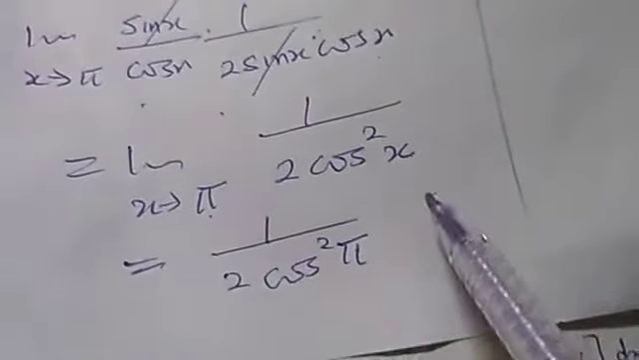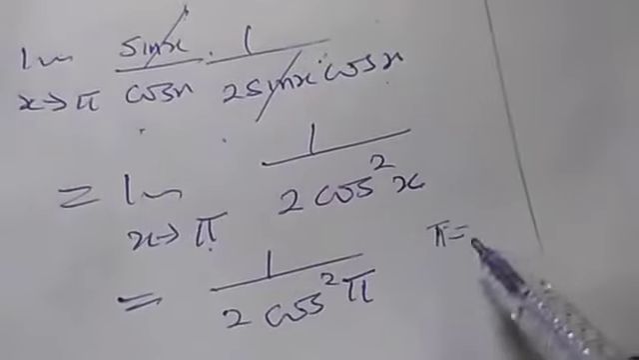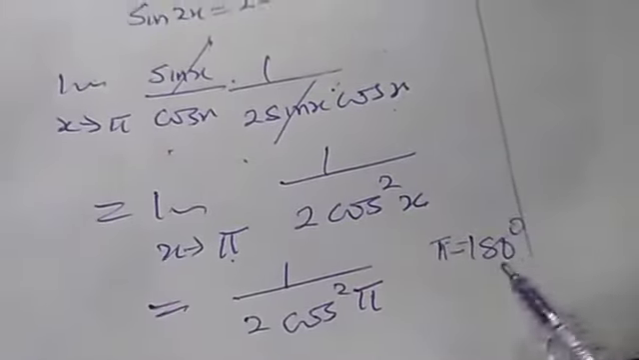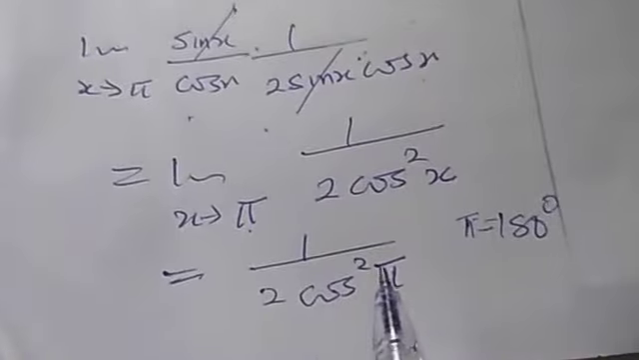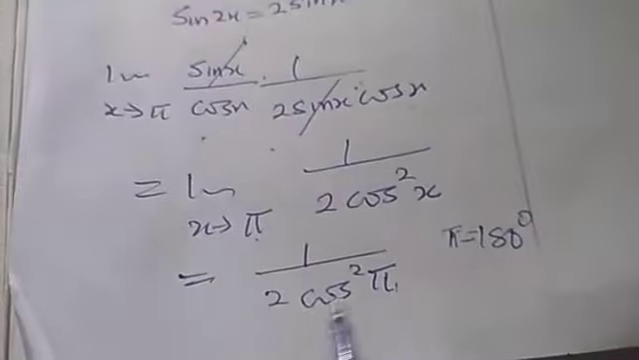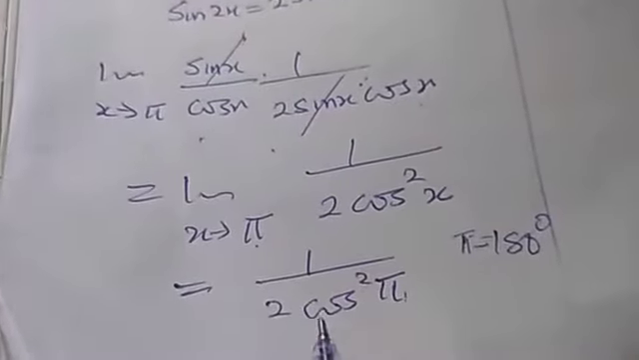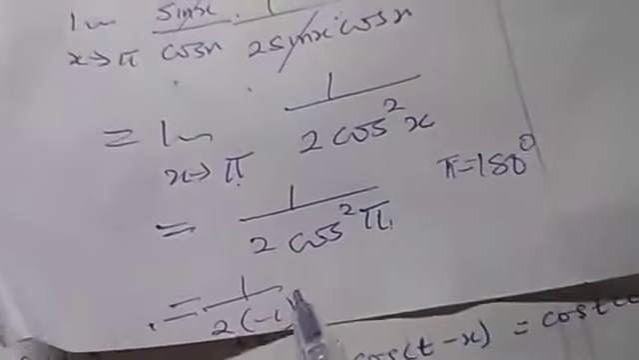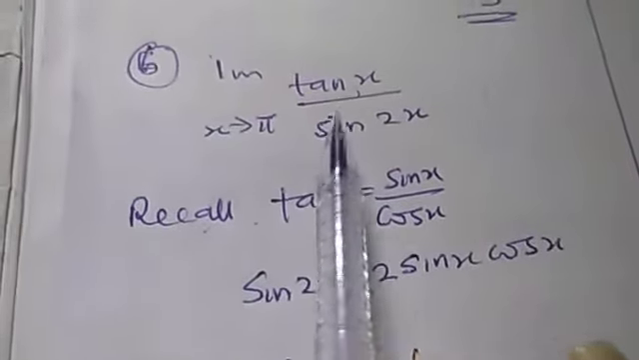Anywhere I see pi in radian, it simply means 180 degrees, not 22 over 7. Now, pi in degree is 180 degrees. So in this case, cos pi, if you press your calculator, is -1. And I have square here, it will just be 1. So cos square pi is 1. So our answer is 1 over 2 into -1 square, because cos pi is -1 and we have square there. Finally, our answer is 1 over 2. So that means 1 over 2 is the value of this limit.